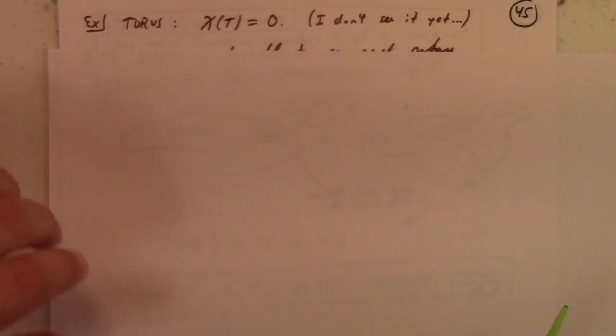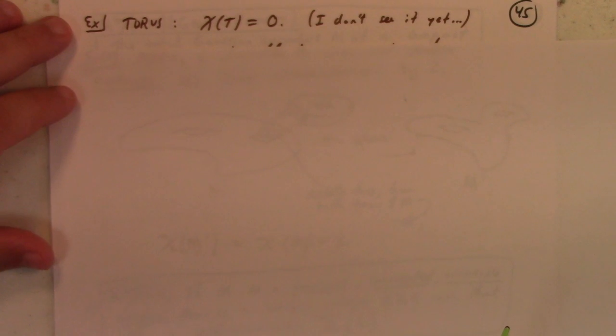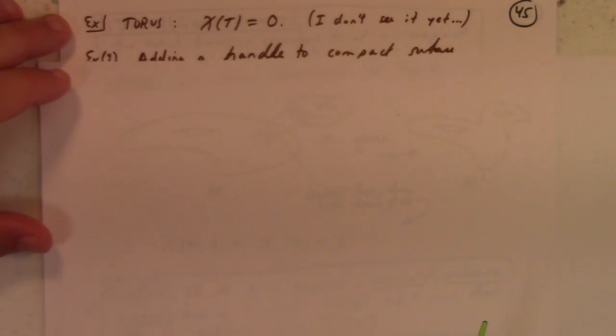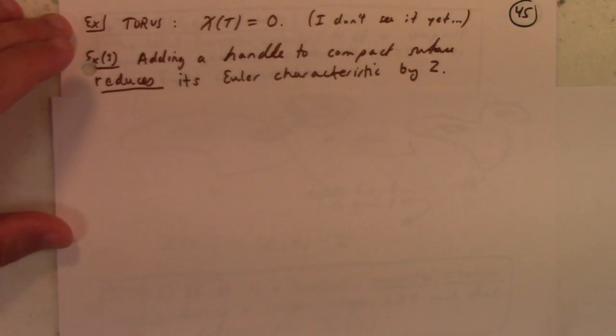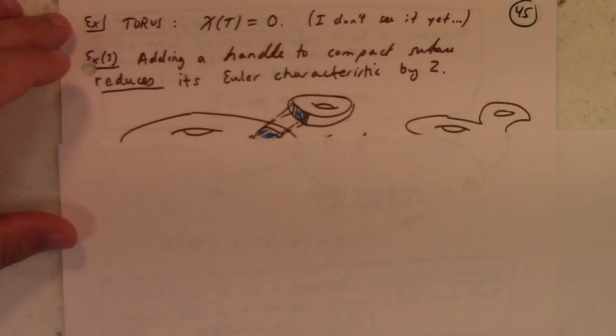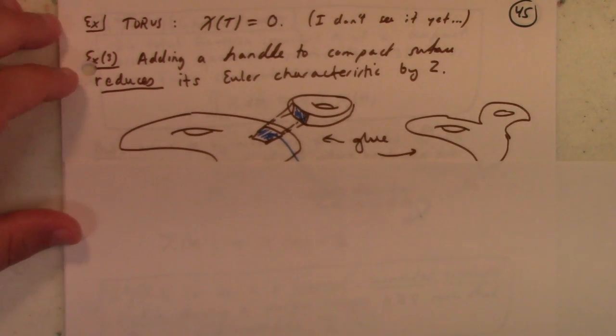So the torus has Euler characteristic of 0. I don't see it in the notes yet. I think that's one I should do in a separate video. That would add some goodness to these notes.